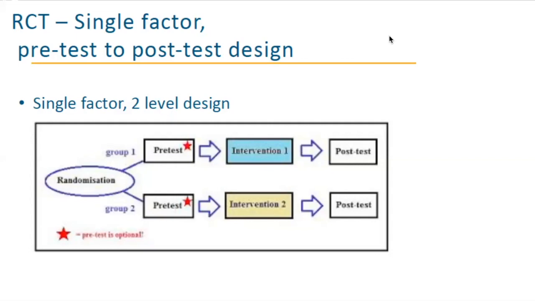Okay, so there's a few different types of designs for the randomized control trial. This one illustrates the single factor. It's the pre-test to post-test design. Basically, you randomize the groups. You've got group 1 and group 2. Group 1, let's say, is the experimental or the intervention group. Group 2 is the control group, okay?